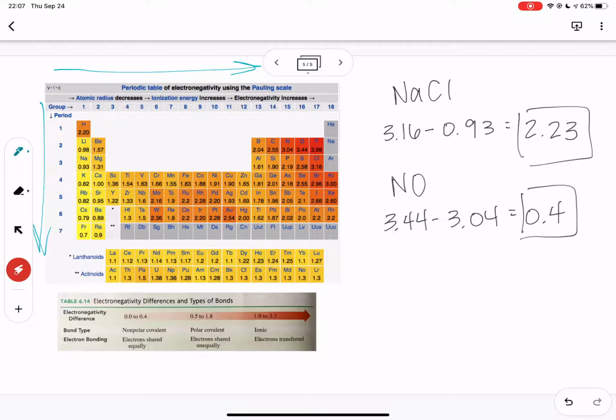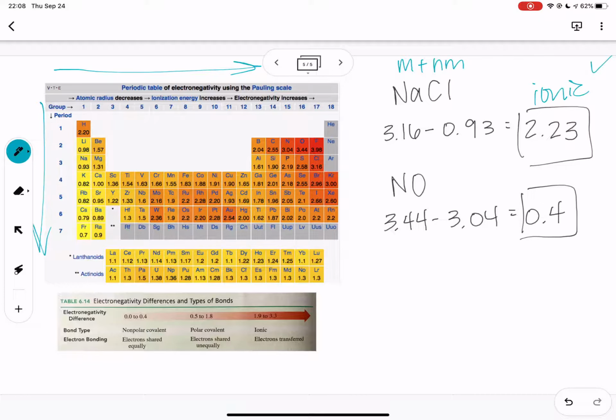So I have 2 examples already listed here. NaCl: you find sodium, 0.93. You find chlorine, 3.16. Take the difference, and it is going to be absolute value. Take the difference of those, it's 2.23. Come down here, 2.23 would fit here, ionic. Well, guess what? We already knew that because sodium is a metal and chlorine is a nonmetal. So I'm going to write metal plus nonmetal, ionic. We already knew that, okay?